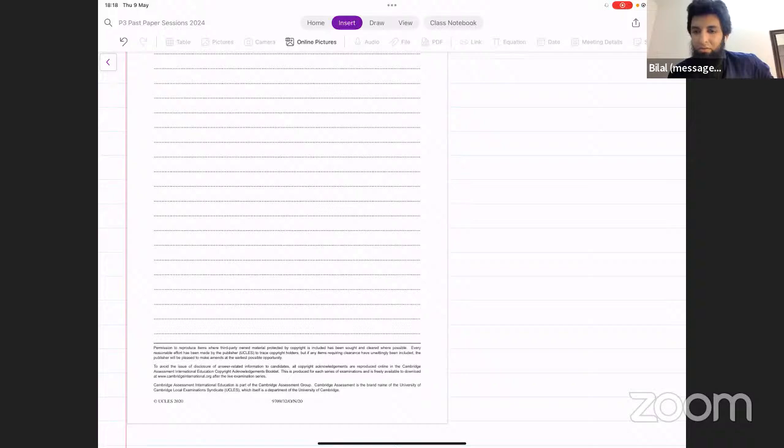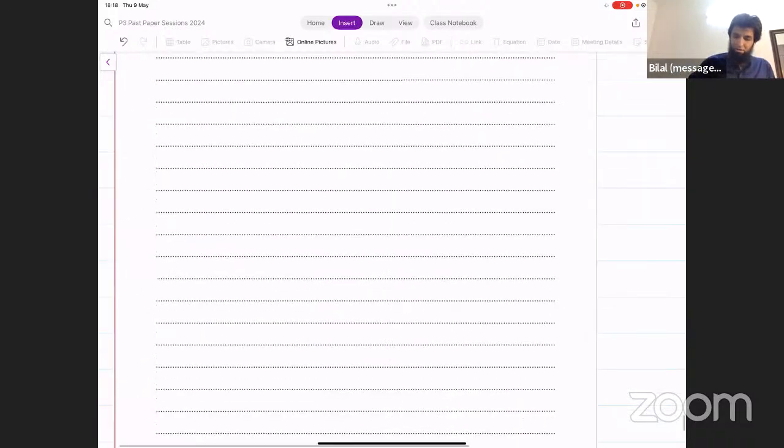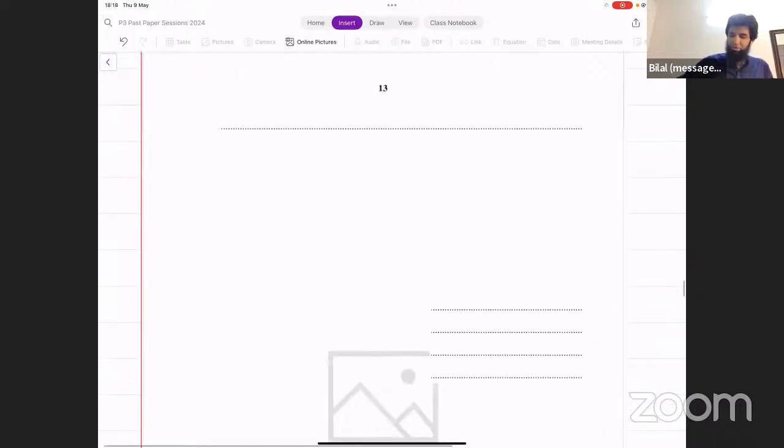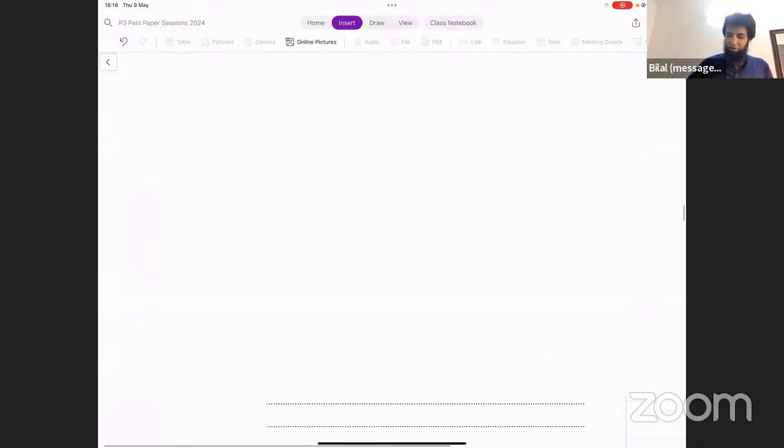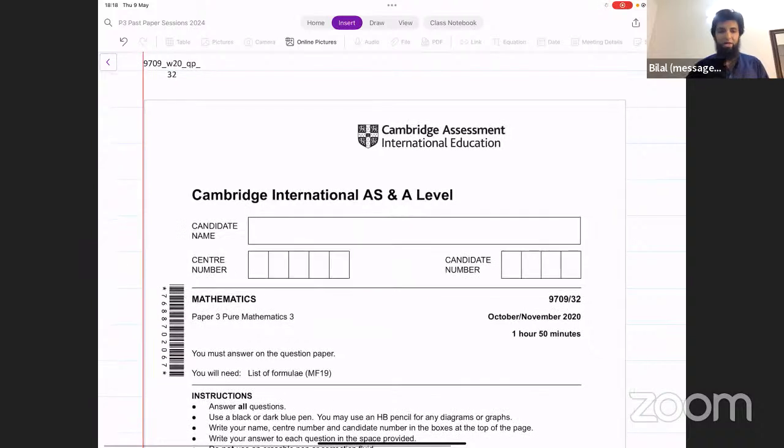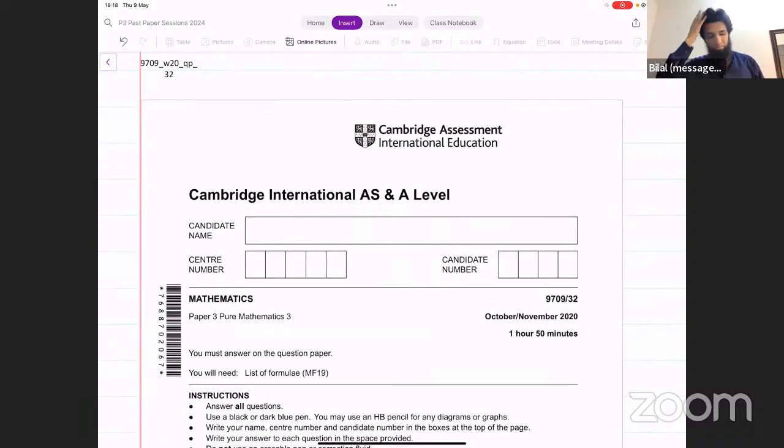Please make sure to respond to the poll if you haven't already. Look at the poll posted in the WhatsApp group. Let me know the questions that you find difficult from this paper, so we can have a look at those specific questions. This is November 2020 paper 3.2, the next paper that we are starting.